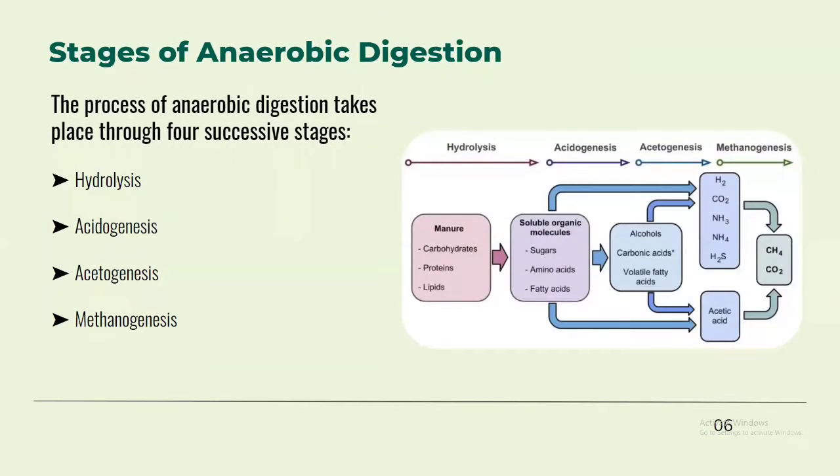Then we are going to look at different stages of anaerobic digestion. The process of anaerobic digestion takes place through four successive stages. First, hydrolysis, then acidogenesis, then acetogenesis, and lastly, methanogenesis.